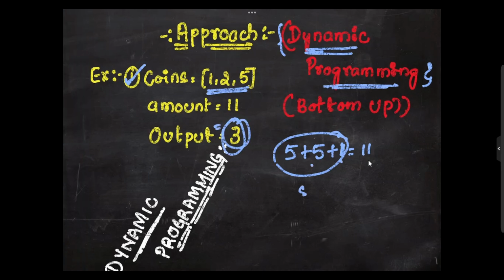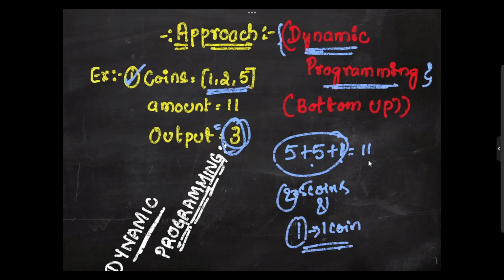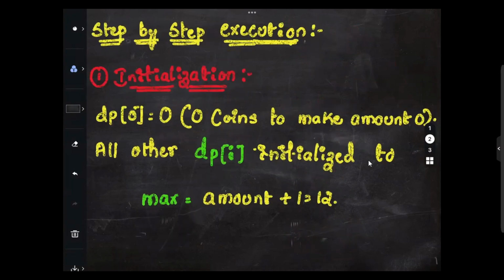5 plus 5 plus 1 means 5 coins here in this case, and 1 coin in this case, right? So 5 coins and 1 coin in this case, right? So this will lead to 2 plus 1, nothing but 3 in this case, right? So this is fine. Let's move on with the step-by-step execution here.